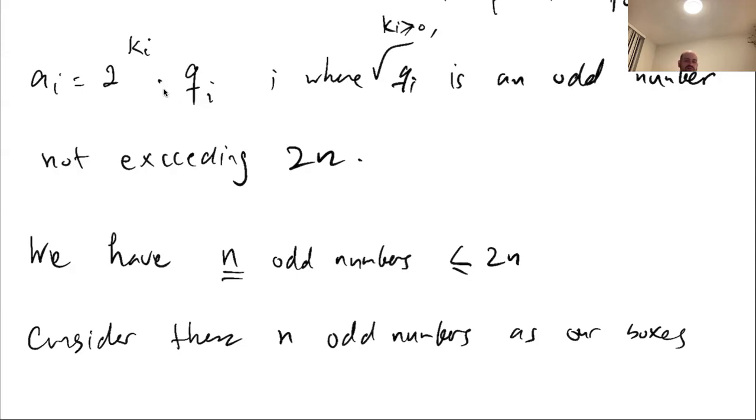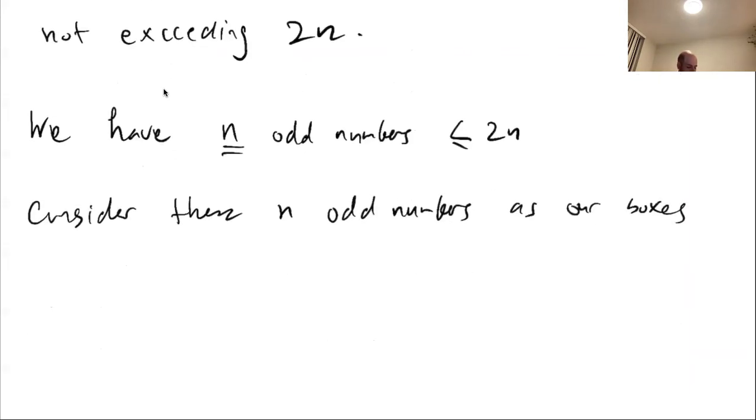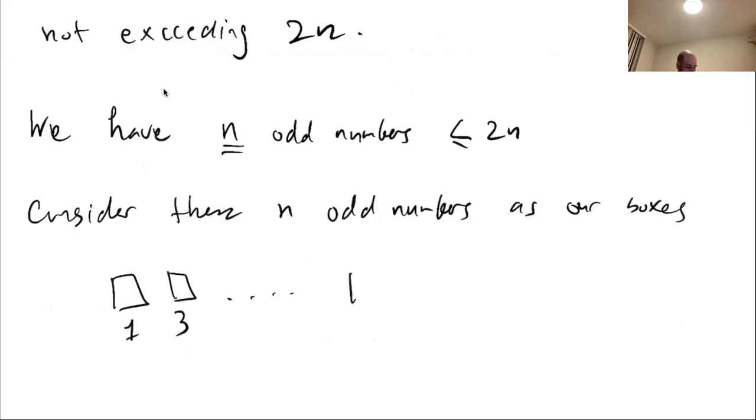The number of them will always be n. The number of odd numbers less than or equal to 2n will be n. So those n odd numbers will be my boxes here. The first box is 1, the second is 3, and the last box is 2n minus 1. N of them, or n boxes.